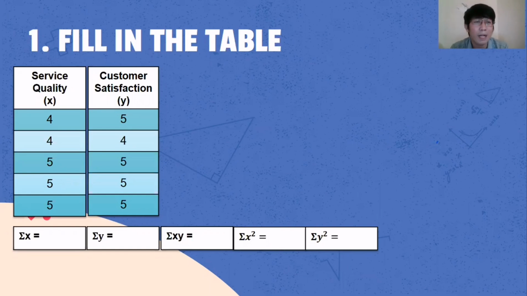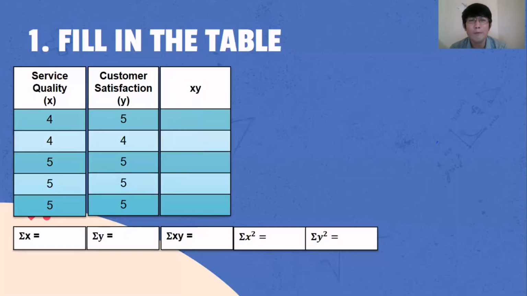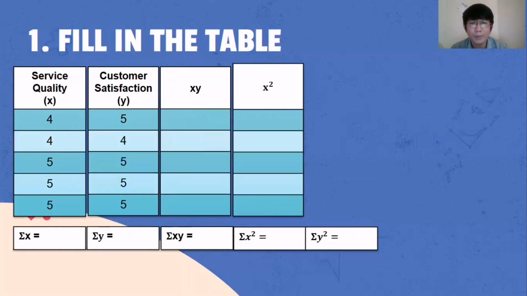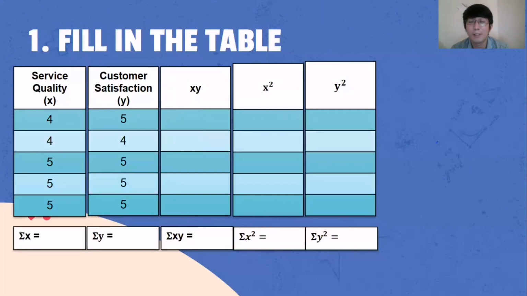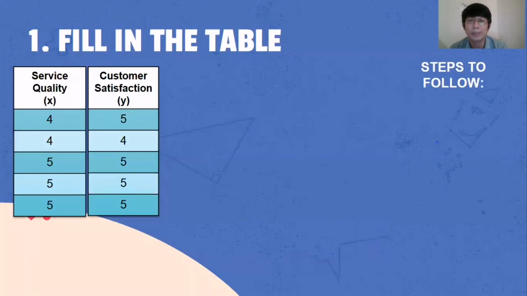As you can see, we have the values for X and we have the values for Y. We will be looking for the value of XY, the values of X squared, and the values for Y squared. How? Let's try to follow the steps to be given today.